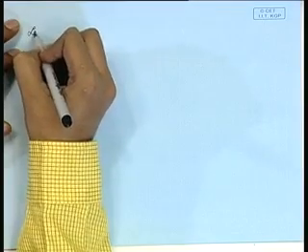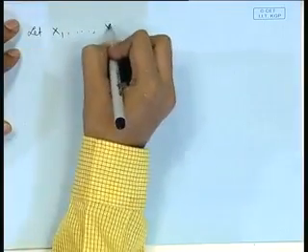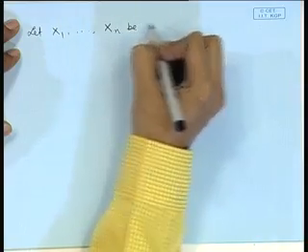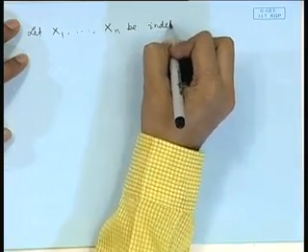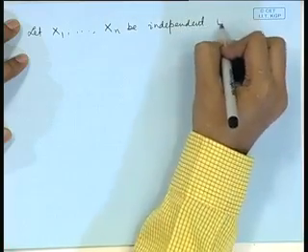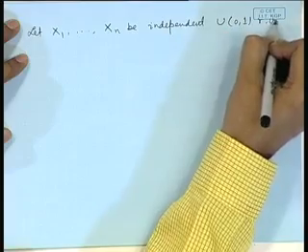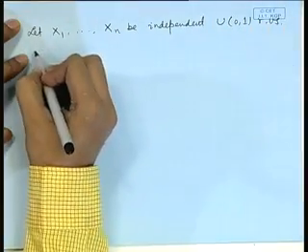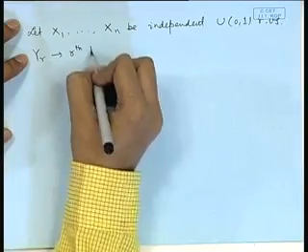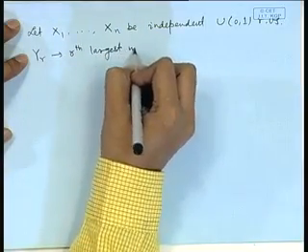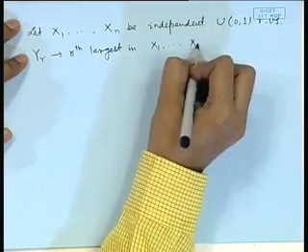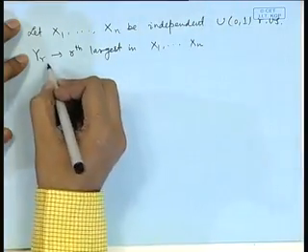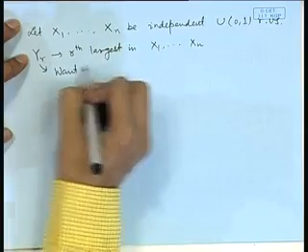Here we give one derivation of the beta distribution based on sampling from a uniform distribution. Let x1, x2, ..., xn be independent uniform 0 1 random variables. Let us consider Yr to be the rth largest in x1, x2, ..., xn. What is the distribution of Yr?